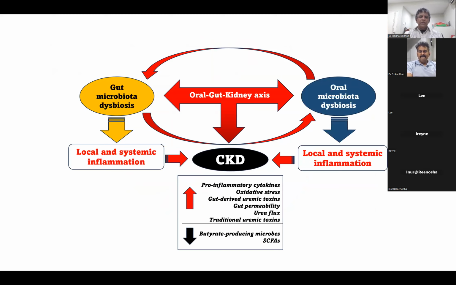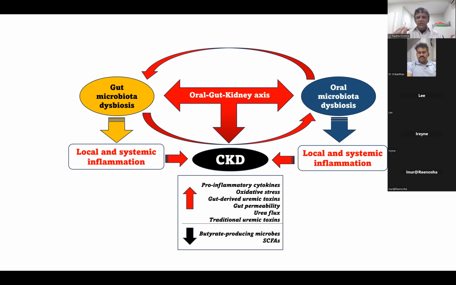If you look very carefully, these bacteria can cause what you call a dysbiosis, or it can come from oral dysbiosis. They cause local and systemic inflammation. These lead to pro-inflammatory cytokines, oxidative stress, gut-related uremic toxins, gut permeability, urea flux, and traditionally uremic toxins. These are the key factors that we are watching. Any inflammation we have to reduce. In CKD4 to convert to CKD3, we have to look at every indicator to remove inflammation.